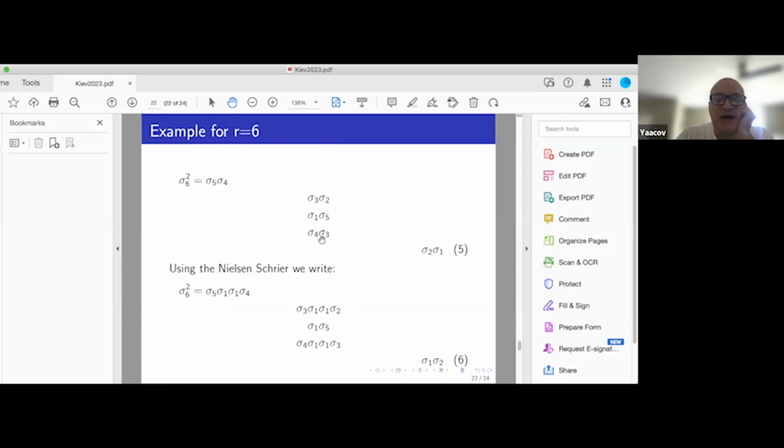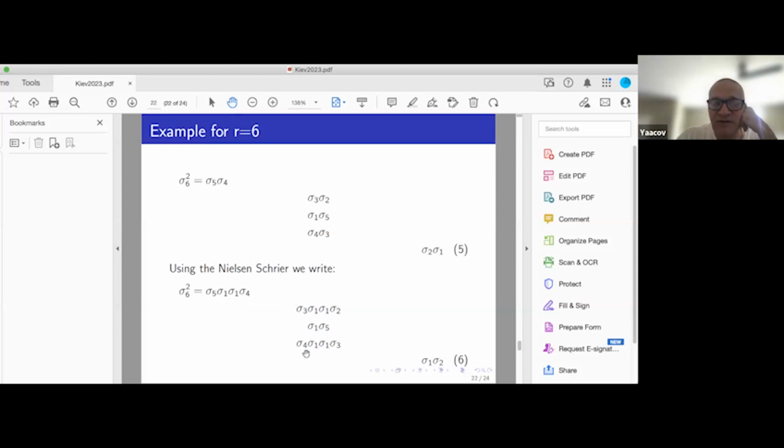So I'm taking this and just rewriting it twice. When I'm using Nielsen-Schreier, I have sigma 5, sigma 1, sigma 1, sigma 4, and I insert. If I have a generator, I'm not doing anything. But if I have something like sigma 3, sigma 2, I'm just inserting sigma 1 or sigma 1 inverse, sigma 1, sigma 2 here.